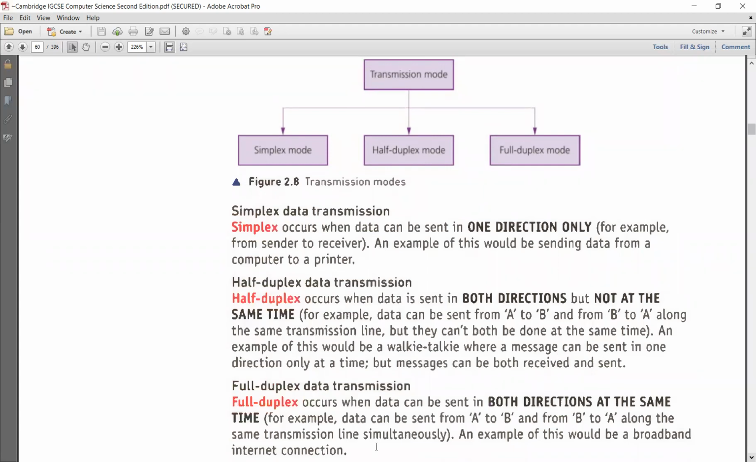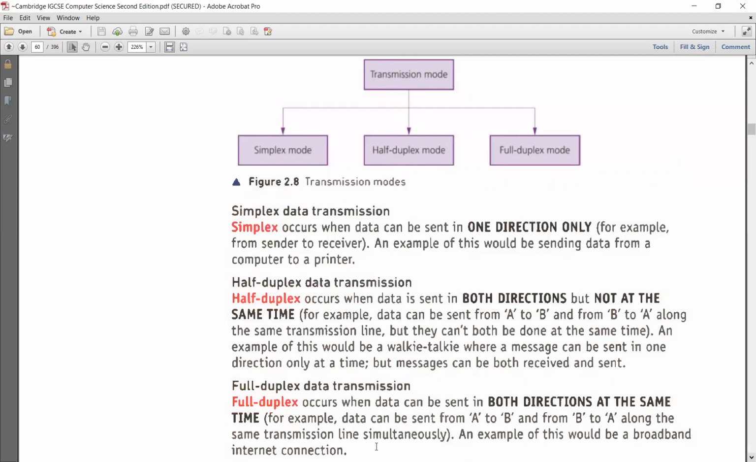And you can see the example is very simple, the walkie-talkie, because in a walkie-talkie, if one person is speaking, then the other person waits for the conversation to end, and only then the second person starts speaking. And that is half duplex because you cannot perform this in both directions at the same time.